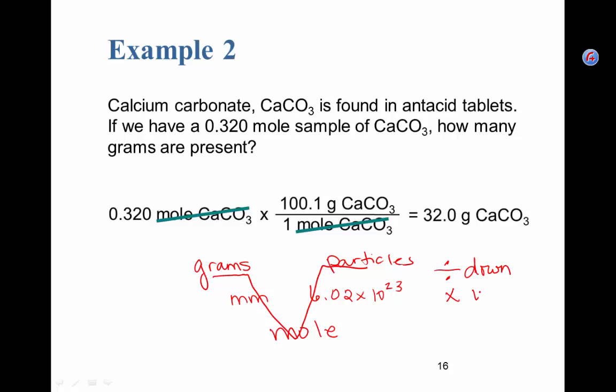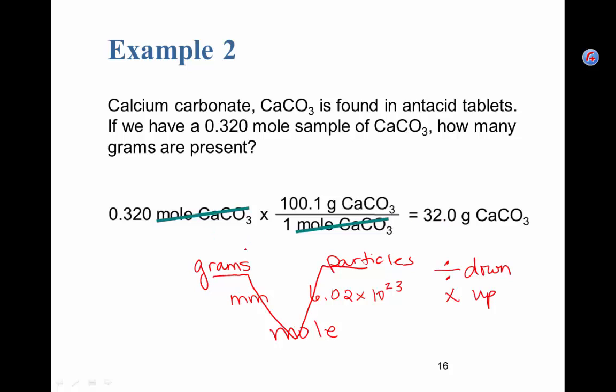If I go up, then I'm going to multiply. So in this case, I had moles to start with, and I wanted to find grams. So if I go from moles to grams, I'm going to go up the table, up my mole hole. That means I'm going to multiply. So I would take my moles, multiply by my molar mass, and that's going to get me grams, just like I did on this problem.